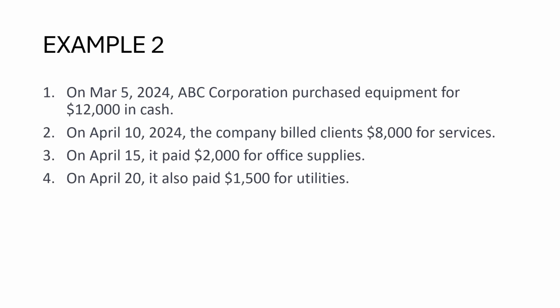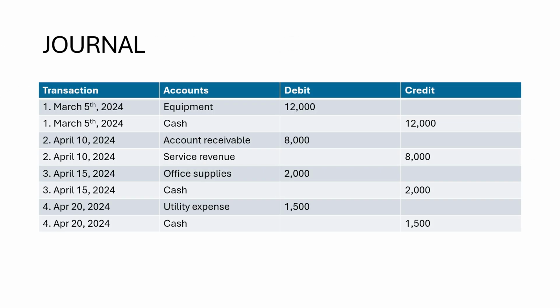This example illustrates 4 financial transactions that need to be recorded in the journal and posted to the ledger. The first one is March 5th. ABC Corporation purchased equipment for $12,000 in cash, and there are other transactions on April 10th, April 15th, and April 20th. So these 5 transactions need to be journalized. As shown here, this presents a journal, which is the first step in recording financial transactions in accounting. We have got 5 times 2 different accounts because each transaction needs to have 2 accounts to balance them.